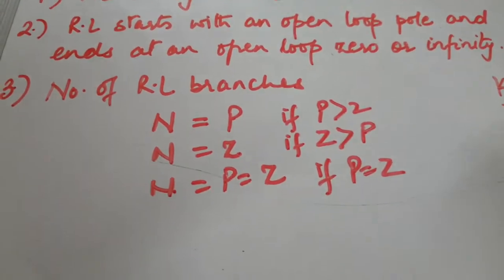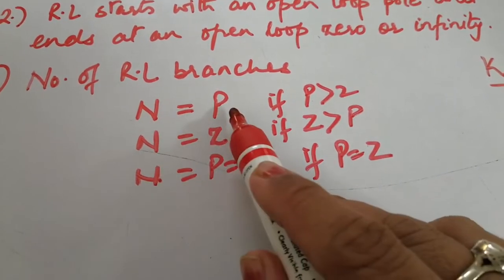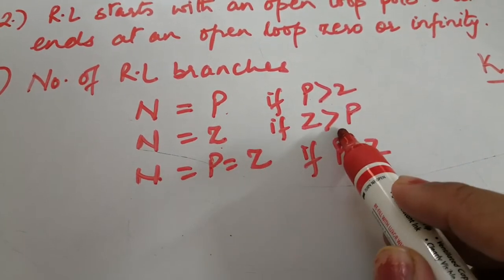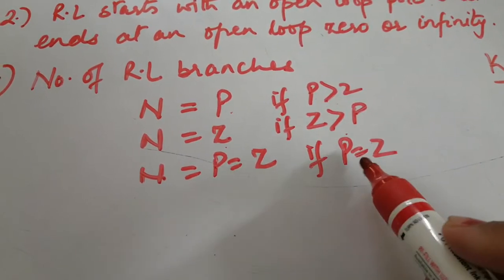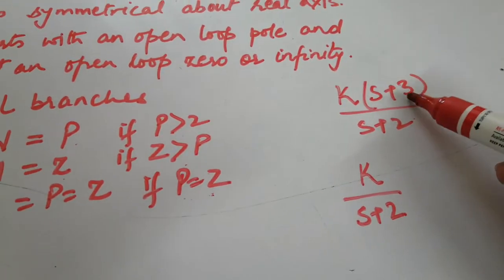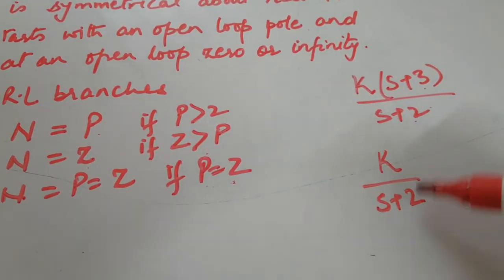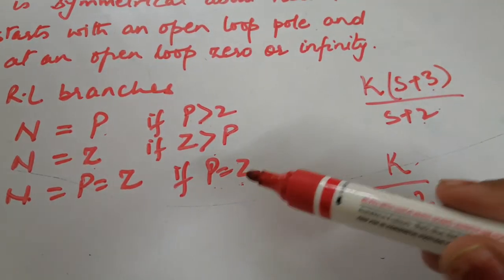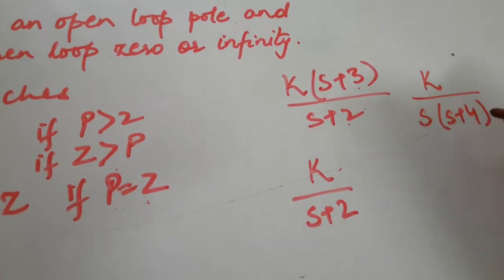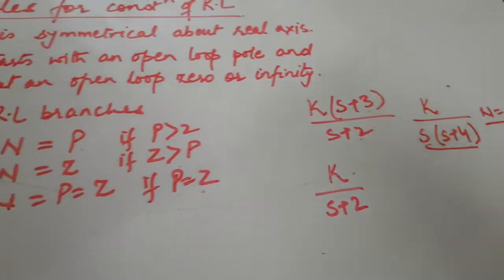Now we come on to the next rule that says the number of root loci branches, that is, how many branches that particular system will have, will be equal to the number of poles if poles are greater than zeros, the number of zeros if zeros are greater than poles, and equal to both of them if they are equal. So whatever is more. Like in this case zeros are 1, poles are 1, so only one root locus branch will be there. Similarly here, because there are no zeros, again one branch will be there. And let's say if we have something like s into (s plus 4), because now 2 poles are there, the number of root loci branches will be 2, right?